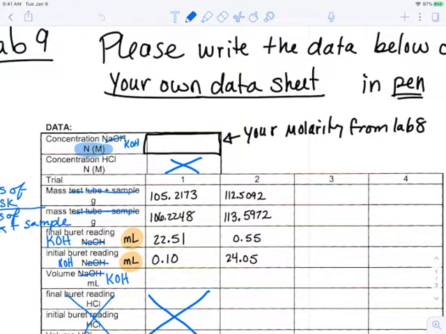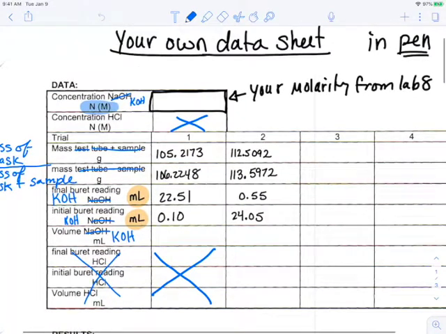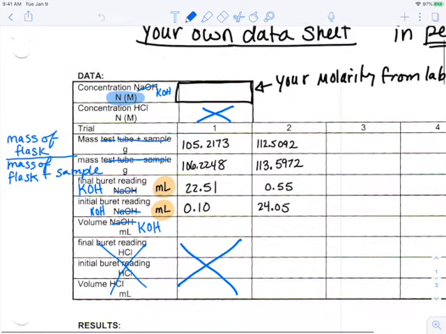Since we happen to use the same one for the entire class, the same data set, everybody should have the same molarity. I put an X through the molarity of HCl because, again, I don't think I've ever had a student who chose that option of back titrating. Here you're going to see I gave you data for 2 trials. The very top is the mass of the flask, and the second one is the flask plus the sample. Then underneath it, you have your final burette and your initial burette reading.